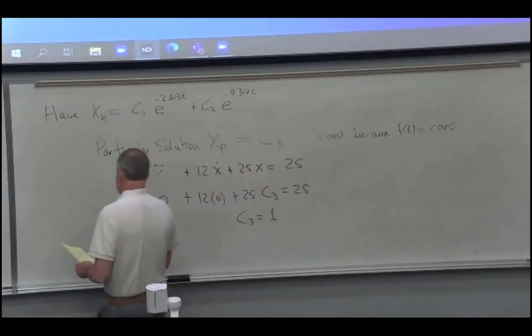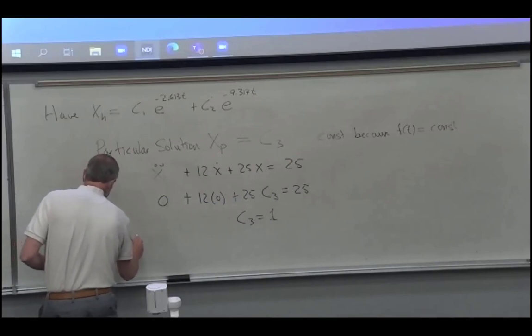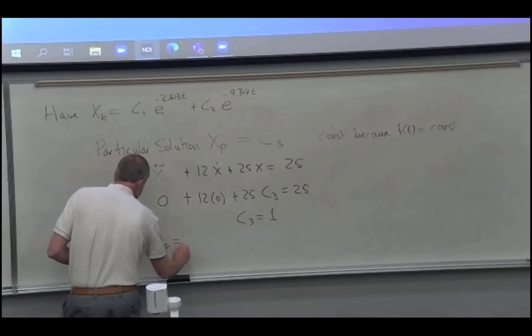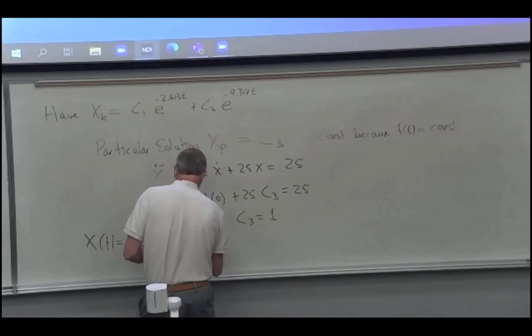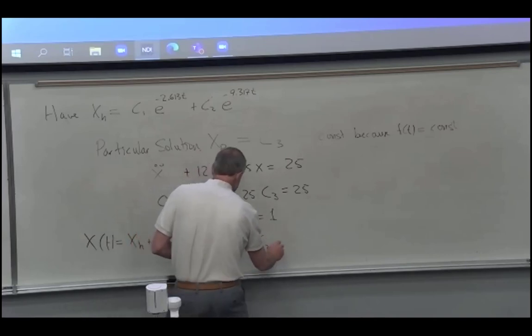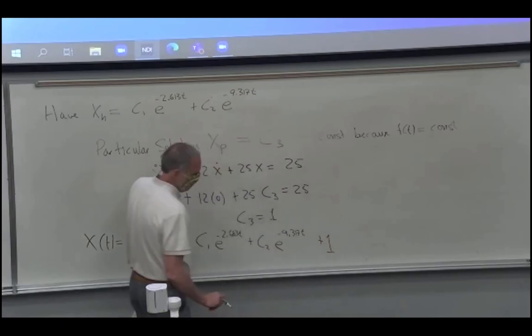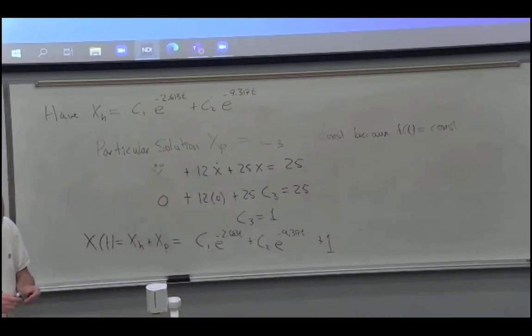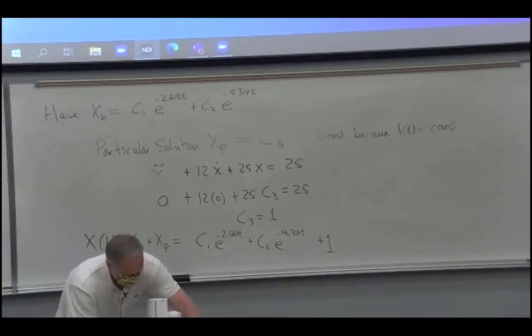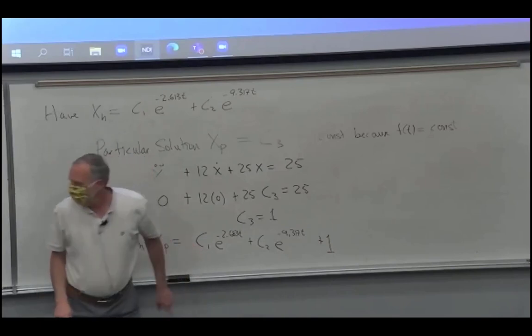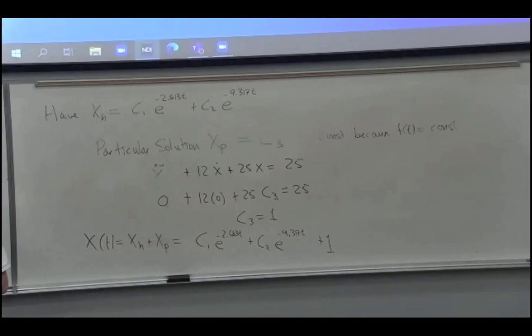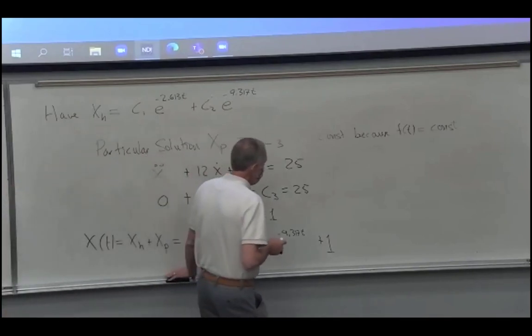All right, so the whole deal then, x means we add the homogeneous solution plus the particular solution. I'd say, well, why does that work? But it makes sense. Because the first part, the homogeneous solution, if you plug that into the differential equation, you're going to get zero, right? And then you plug the second part in, the particular solution, and you're going to match the right-hand side, and so that's why it works. So now we just have to figure out C1 and C2, and we do those from the initial conditions.